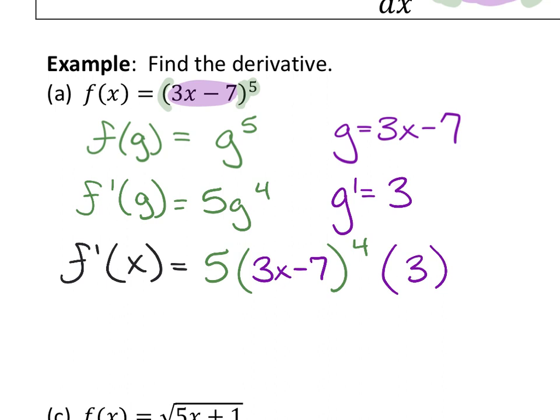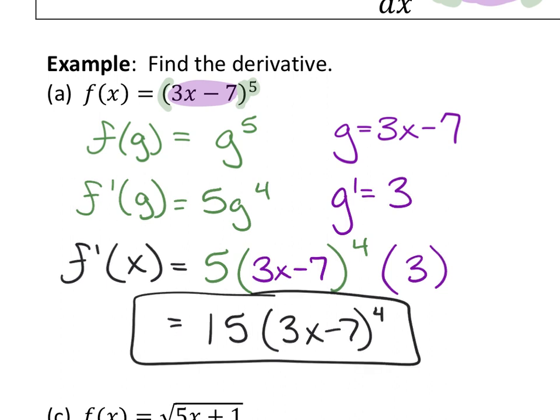of the inside function. So the simplification, I'm not going to make you multiply out something that's to the 4th power. Really, honestly, to the 2nd power is the only thing I'm going to want you to multiply out. So here we would just multiply the coefficients of 5 and 3. This would be 15 times 3x minus 7 to the 4th power.